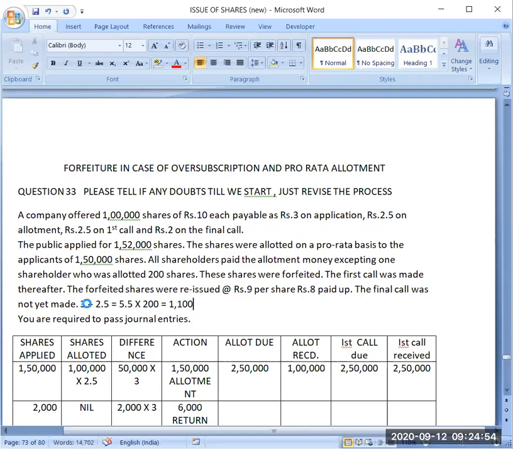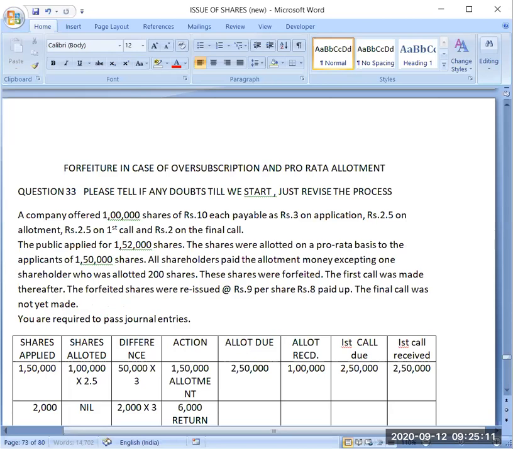Because in the share capital account, you will be writing only the called up capital, whatever you have called up. Because you are forfeiting just after allotment, that's why it remains. The called up capital will be 5.5 only till the time of allotment.